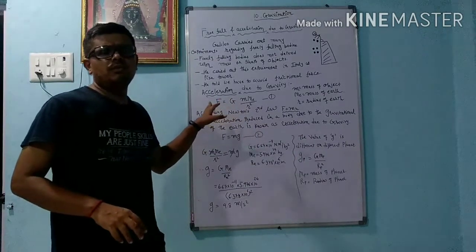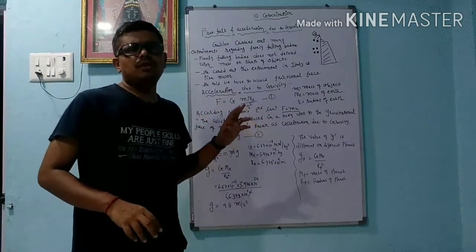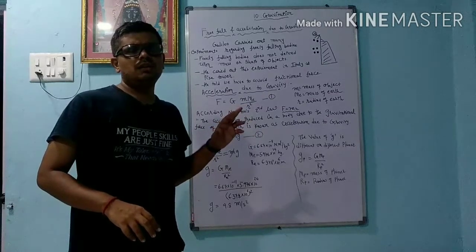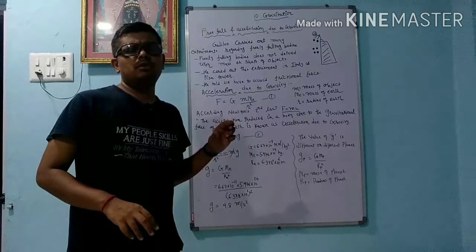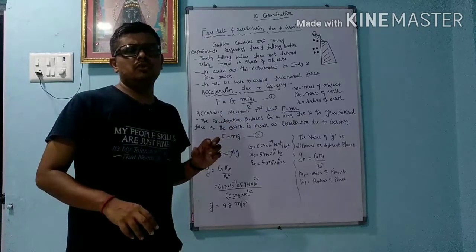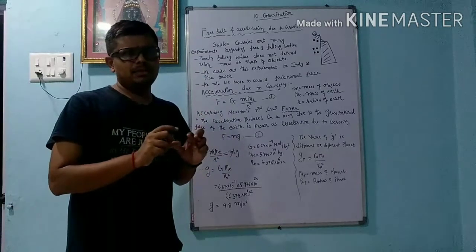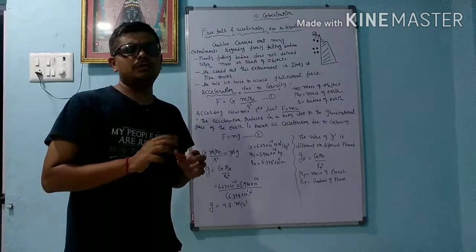So dear students, here we will use two things. First, the universal gravitational force, that is F equals G m1 into m2 upon r square, and second we will use Newton's second law, that is F equals ma, and we will compare them, and by comparing we get the value of small g.